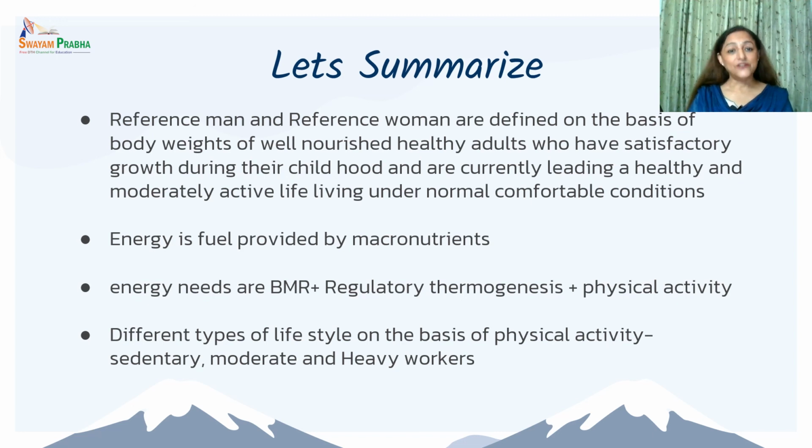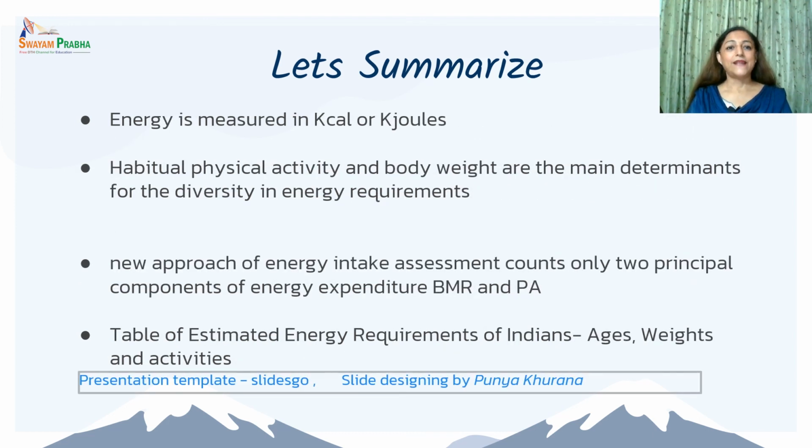And then we studied that energy is a fuel which is provided by the macronutrients, and our body needs energy for maintaining its body temperature, for carrying out metabolic activities, for supporting physical work, and for growth. Then we studied that for practical purposes, we will be using only two principal components, that is basal metabolic rate and physical activity. Then we studied the different types of physical activity defining the lifestyles of people, that is sedentary, moderate, and heavy. And then we studied that the unit of measurement of energy is kilocalorie or kilojoules. And then we studied that for adults, because they have relatively stable basal metabolic rate, habitual physical activity, and body weight, they are two important determinants of energy requirements.